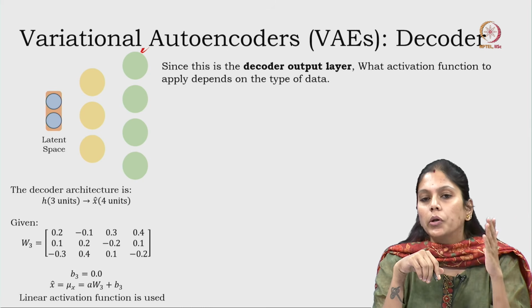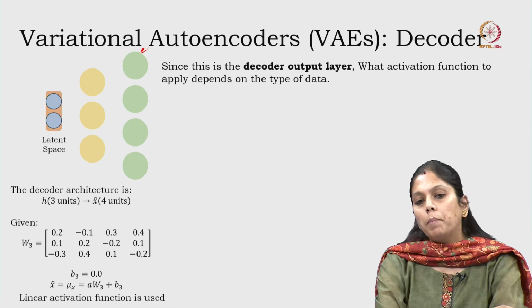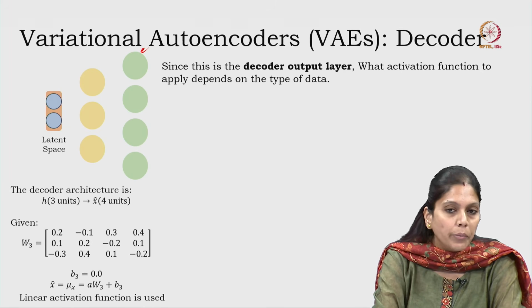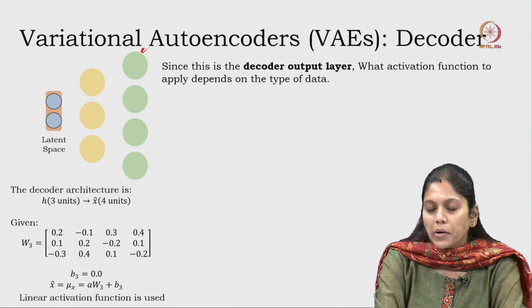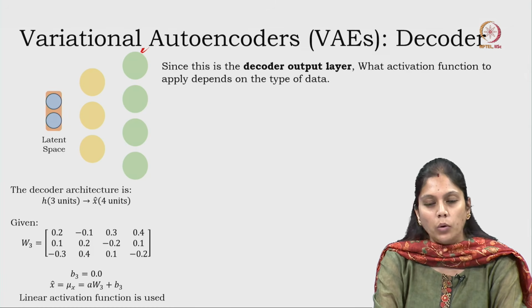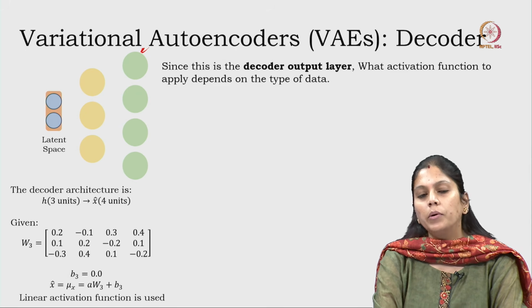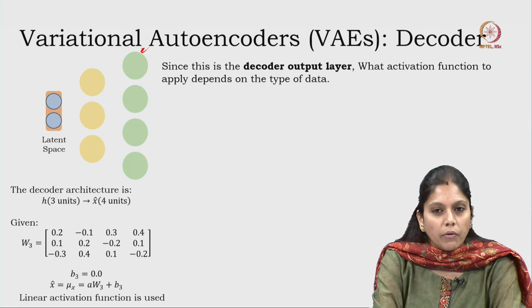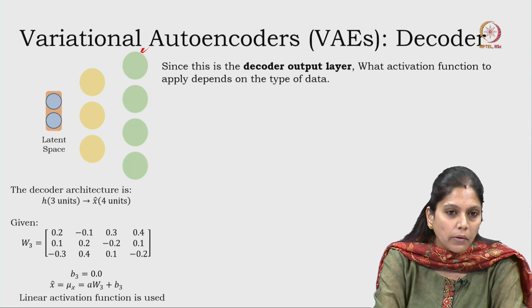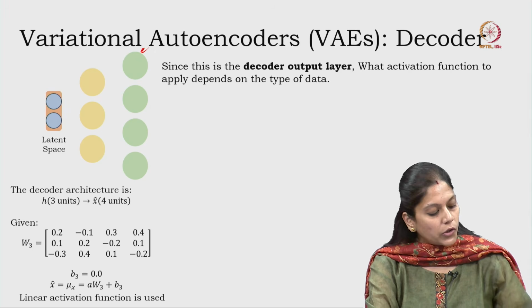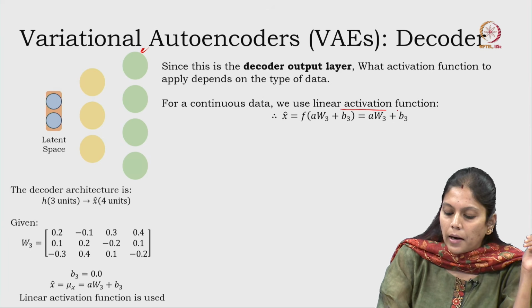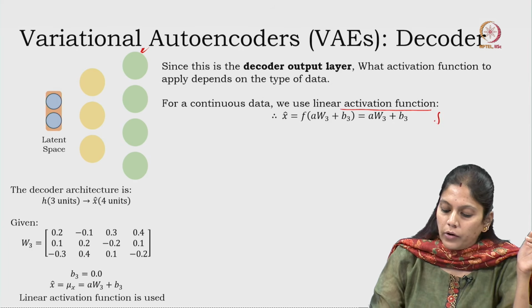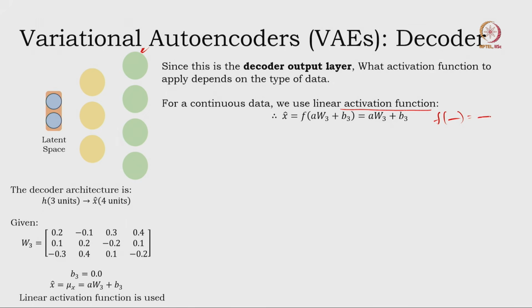Now what activation function you will be using here primarily depends on what kind of data we are generating. Recall the input we have considered here is a continuous value, so the output also should be a continuous value. If the output is a continuous value, what should be the activation function? Right, a linear activation function. So you have a function, to that some value will be passed, and the output will be whatever value we are passing.